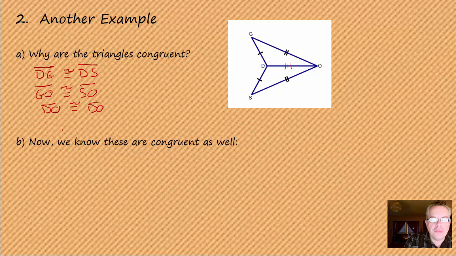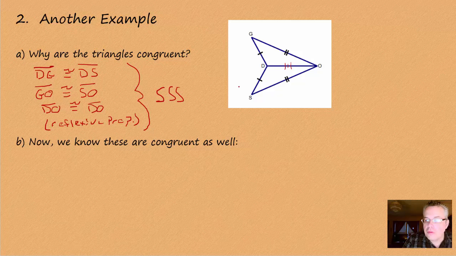Remember, that's called the reflexive property. It's a property of congruence, that everything is congruent to itself. It's not really a property of triangles, it's a property of congruence. All that together means that because of side, side, side, we can conclude those triangles are congruent. Originally we didn't know anything about any of the angles. But now, because the triangles are congruent, we know that all those angles are congruent also.